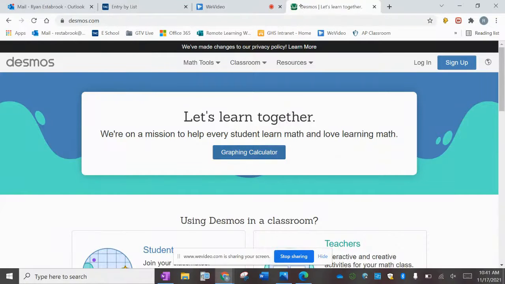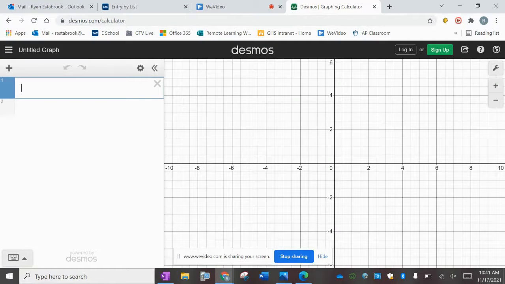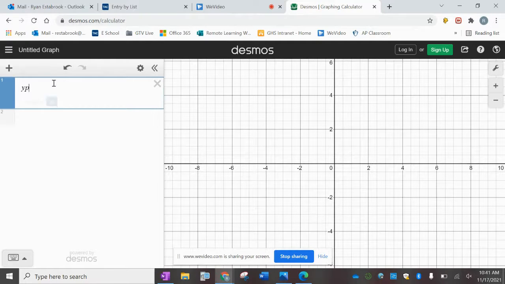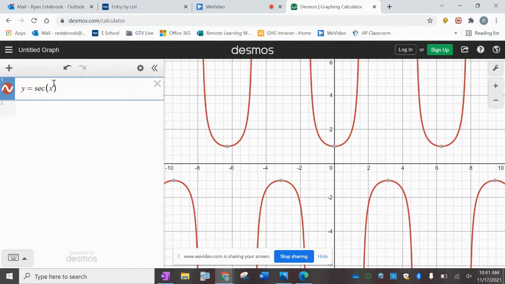All right, so on Desmos.com, we're going to choose the graphing calculator, and we want to graph what y equals secant of x looks like. So I'm going to go over here to the side, type in y equals secant of x, and there it is. Kind of an interesting looking graph. It's graphed here in red.